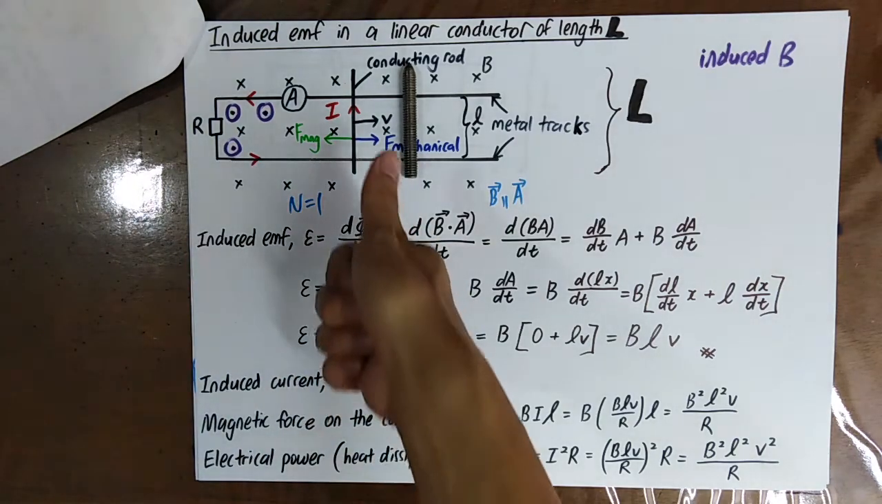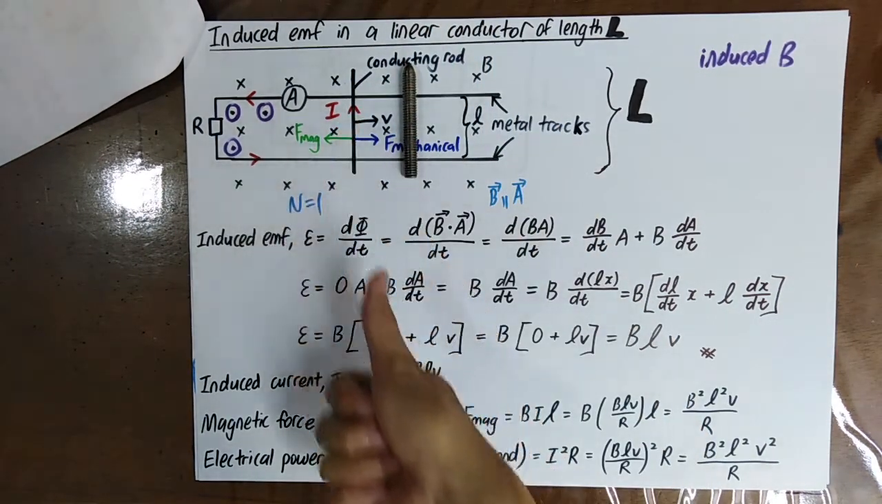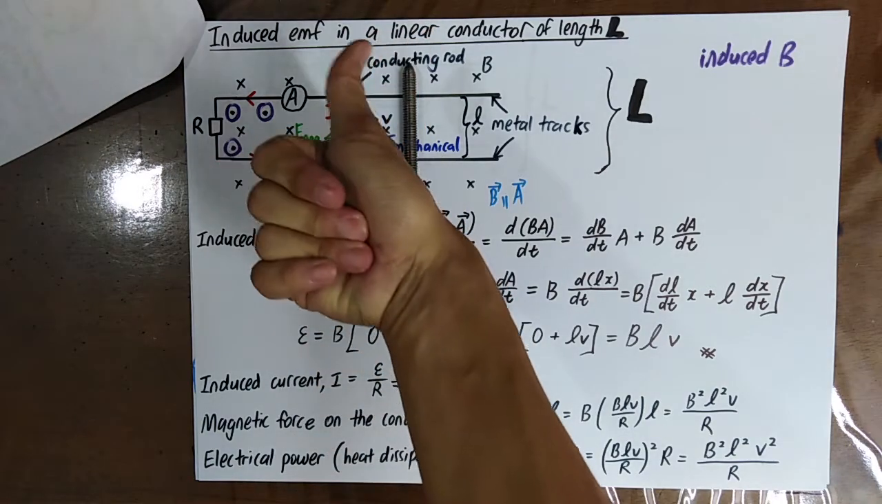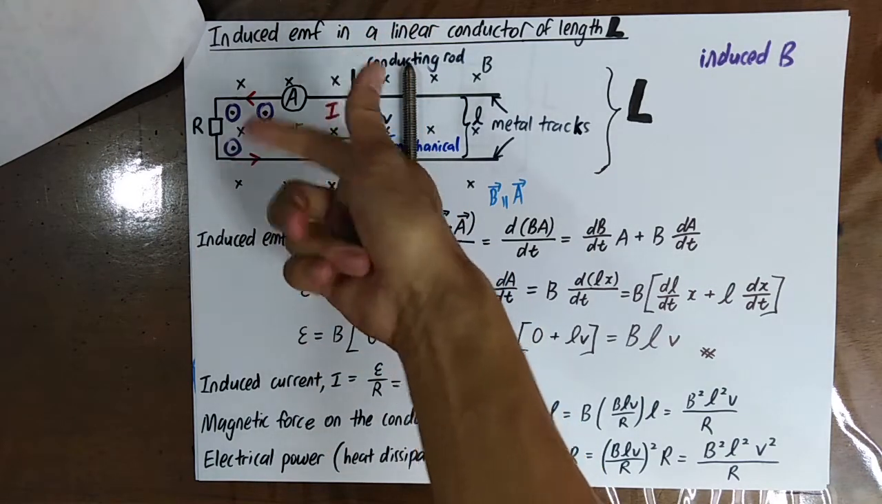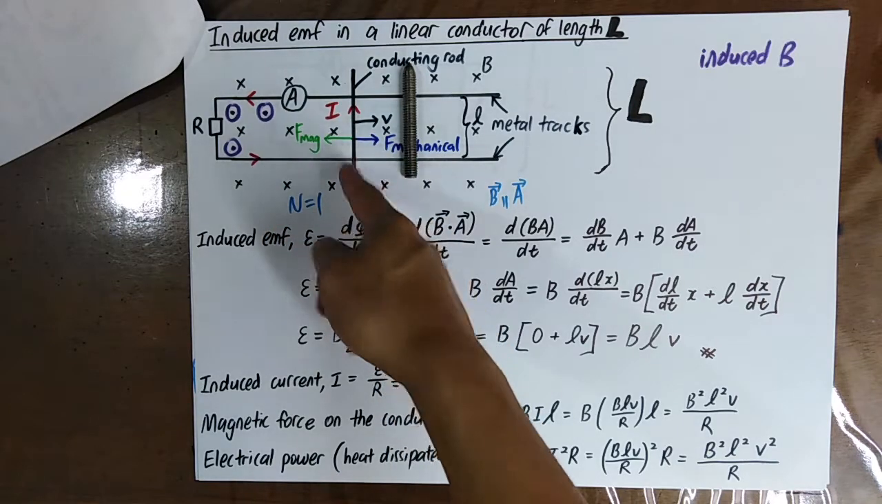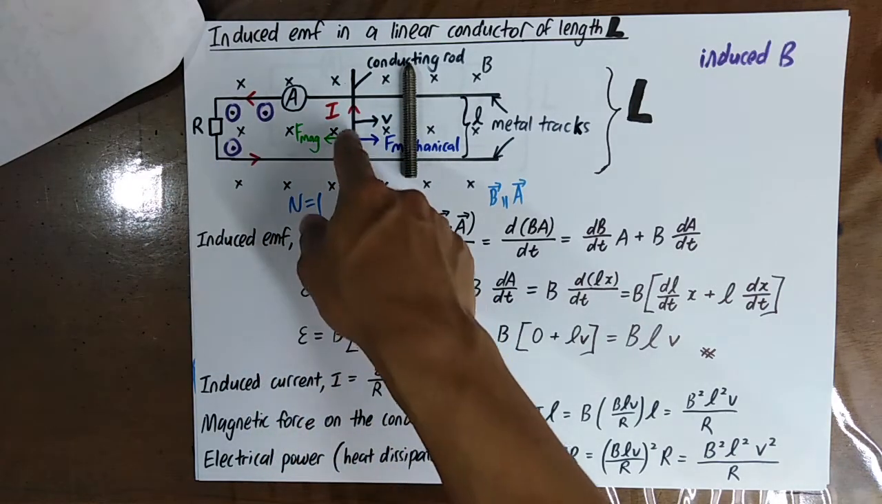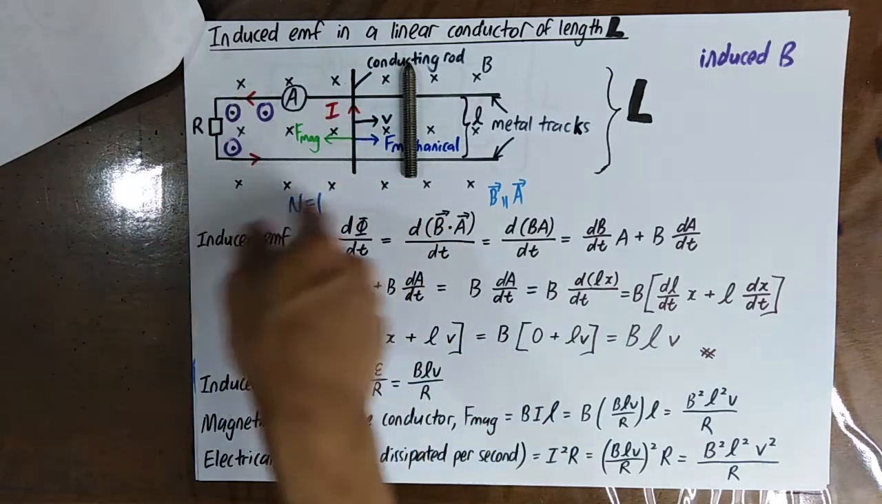And then you use a right-hand grip rule. This is the direction of the induced current, right? So the induced magnetic field is out of the page. So this once again confirms the direction of the induced current.